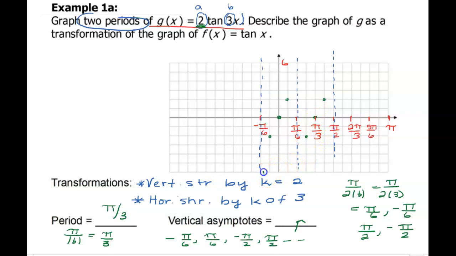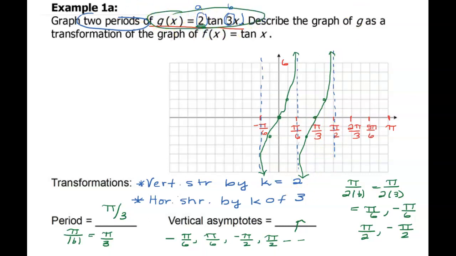So now I can just connect the dots. I'm going to ride this asymptote here, go between those lines, and then write it up again. Okay, and I'm going to do the same thing here. Guys, it's really hard to draw on this slate, so my apologies. Okay, so here would be 2 periods of my g of x function.